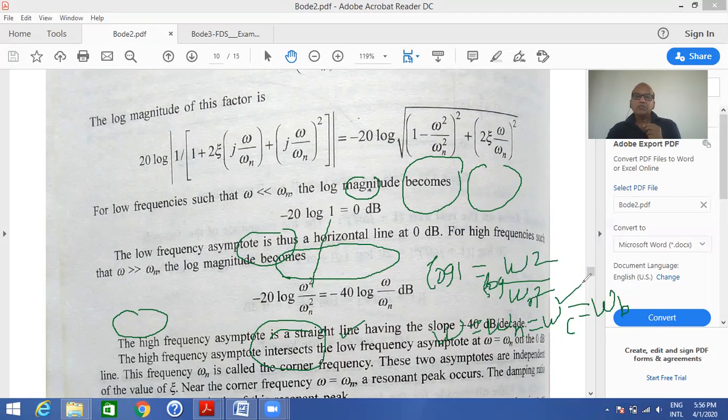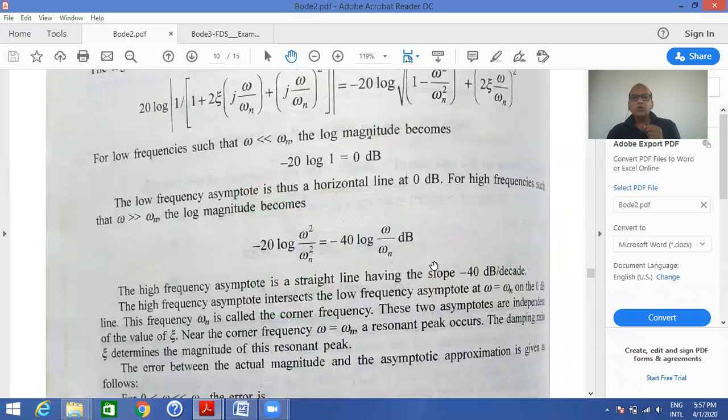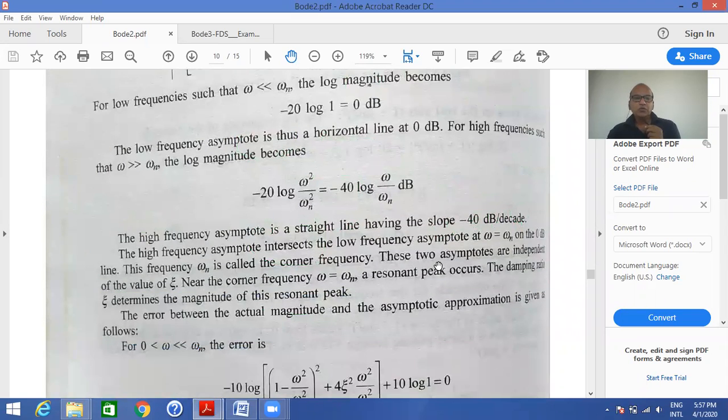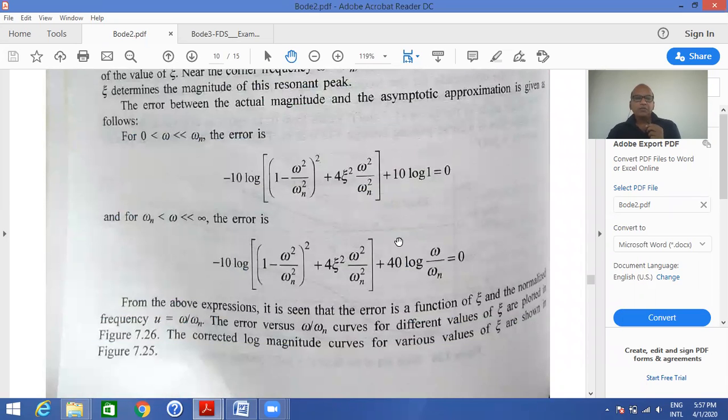At this corner frequency, the slope changes by minus 40 dB, because 2 multiplied by minus 20 gives minus 40. Hence the slope is equal to minus 40 dB per decade, and the corner frequency for the quadratic factor equals omega n, which equals omega c.